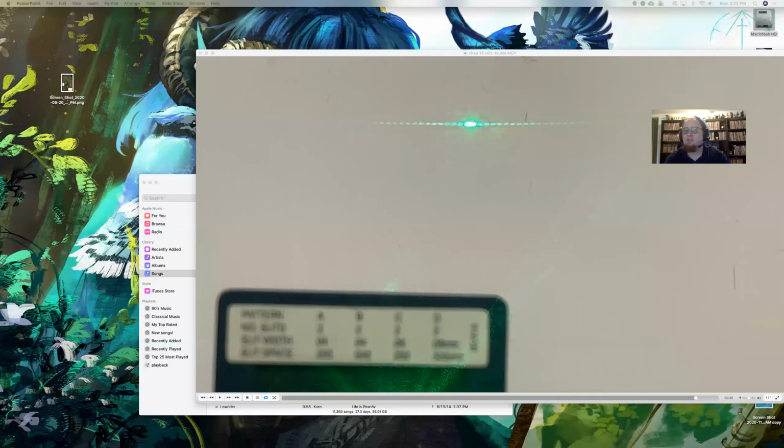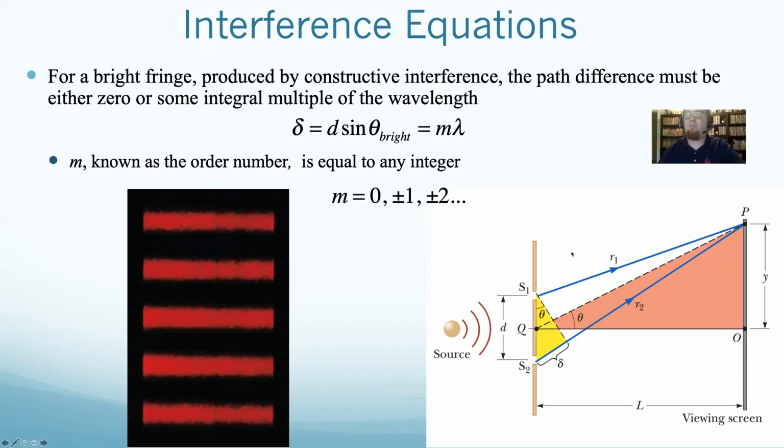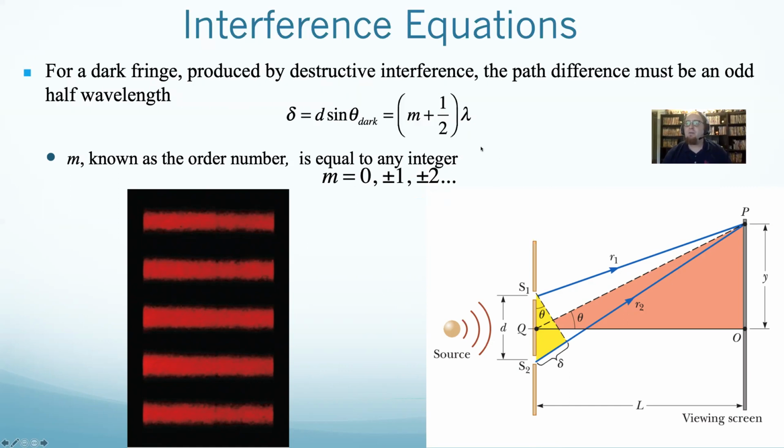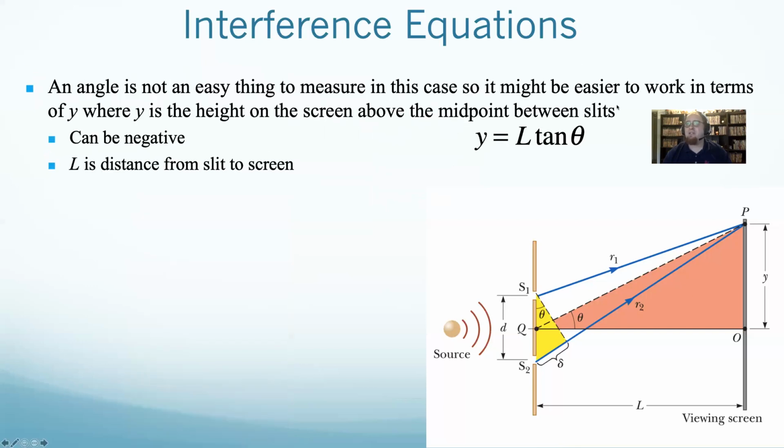And because this is bothering me, one of them said 0, 1, and the other one said 1, 2, 3. It's because the 2 was just in the back. And so yeah, bright spot is m lambda, dark spot will be m plus a half lambda. Now that delta would be really hard to measure. So let's not work with that.